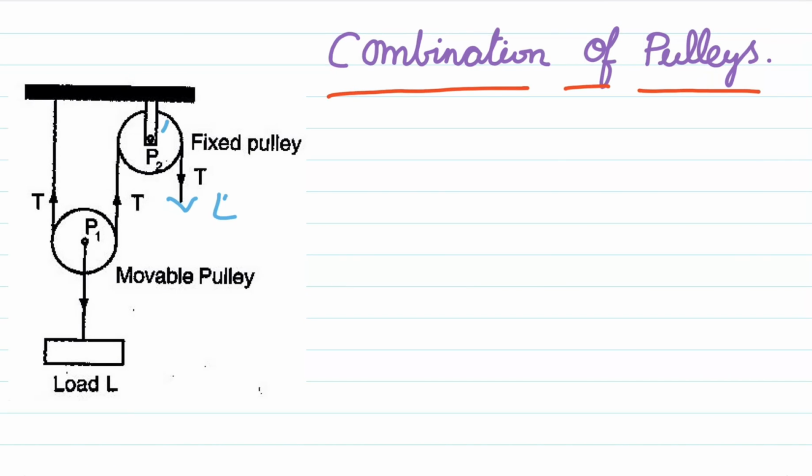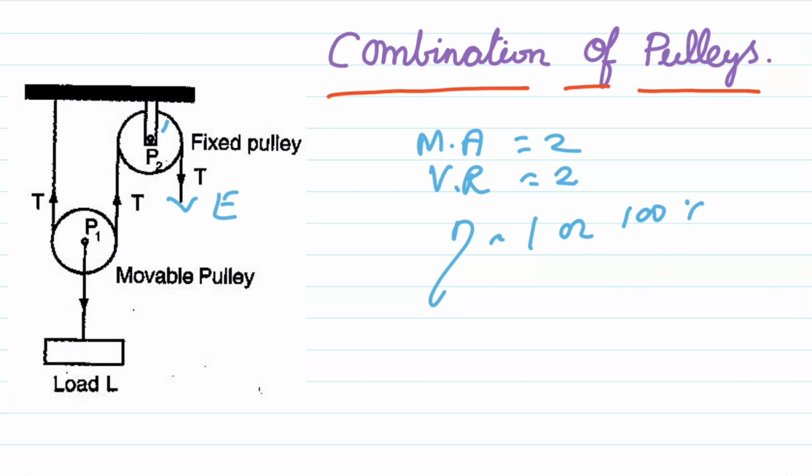Here, you are applying the effort in the downward direction. By using this pulley system, you will get a mechanical advantage equal to 2. The derivation is similar to that of the single movable pulley, and the velocity ratio is also equal to 2. So, efficiency is equal to 1 or 100%. That is only under ideal conditions. We are neglecting the friction at the axle of the pulley, and we are also neglecting the mass of the movable pulley. Under this ideal condition, the efficiency is equal to 1, because the mechanical advantage is equal to the velocity ratio.